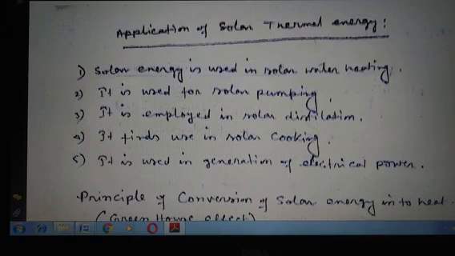Now the applications of solar thermal energy. First point, solar energy is used in solar water heating systems. It is used for solar pumping systems. It is employed in different types of solar work. It finds use in solar cooking systems. It is used for the agricultural system and the solar drying system, etc.